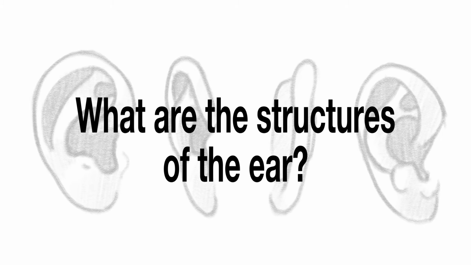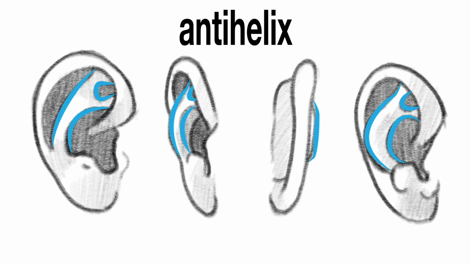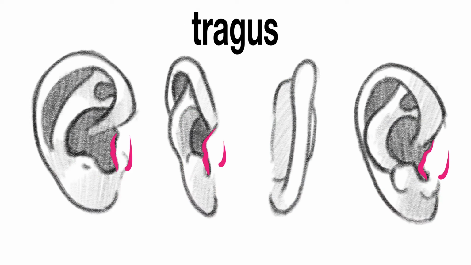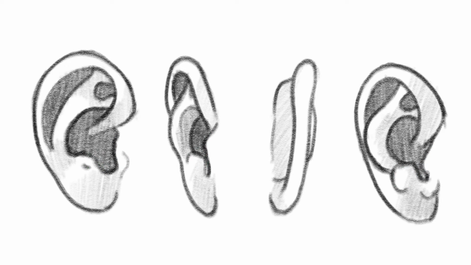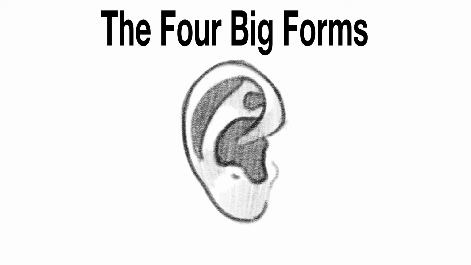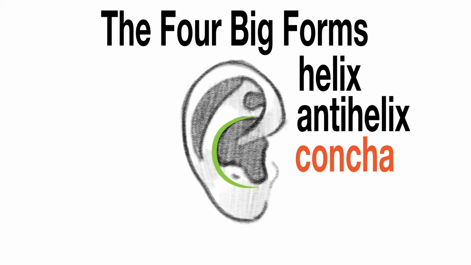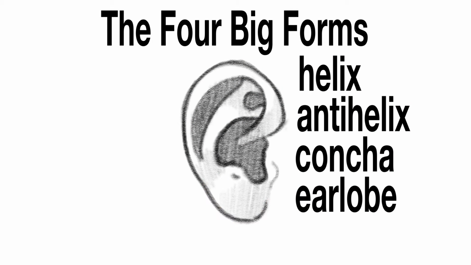So what are these structures? They are the helix, the antihelix, the concha, the earlobe, the tragus, and the antitragus. So the four forms that I think are the most important for shaping the ear are the helix, the antihelix, the concha, and the earlobe. So let's look at those first.